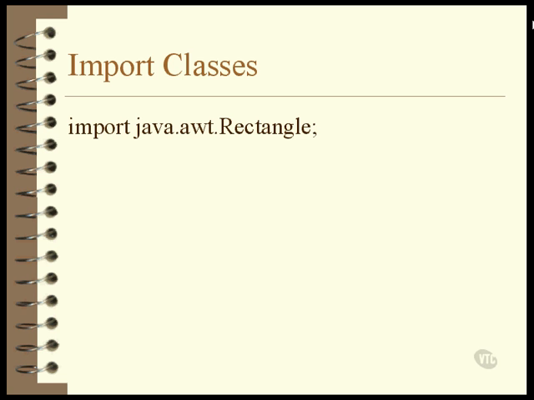For example, the Rectangle class is a member of the AWT package, which is a subpackage of the package named java. The java package and its subpackages contain most of the classes that are provided as part of the standard Java installation. To provide access to all public classes in a package, you can specify the import statement this way.